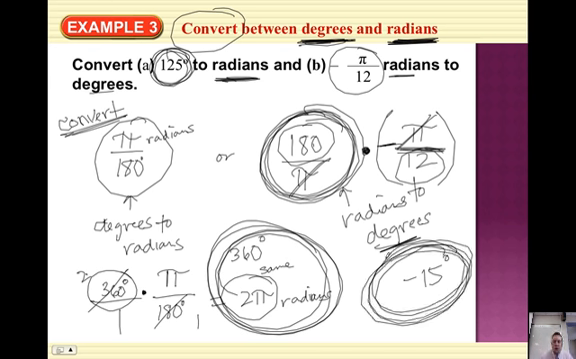So those are the two methods you need to know. Either multiply by pi over 180, or multiply by 180 over pi. Either one. You just have to remember which one to do. All right, that's it.